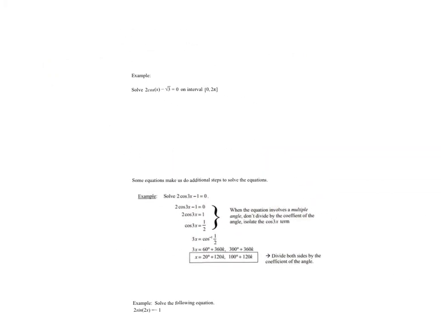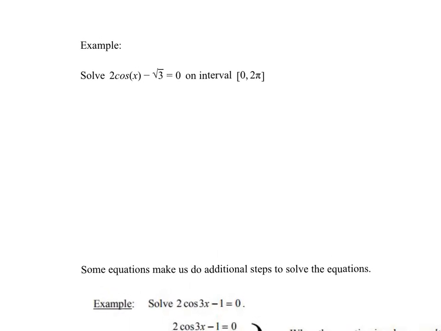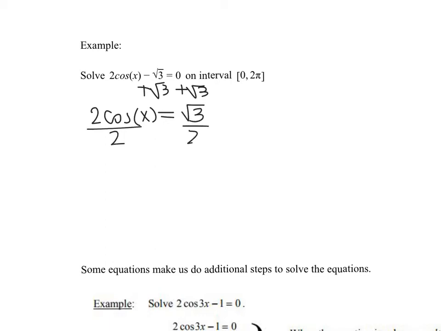Let's go ahead and do an example. So in this example, we want to solve 2 cosine of x minus radical 3 equals 0, and we're only solving on the interval 0 to 2 pi. So we're not going to account for coterminal angles in this example. So the first thing we're going to do is to add the radical 3. So we get 2 cosine of x equals radical 3. Then we're going to divide by 2. So we have cosine of x equals radical 3 over 2.